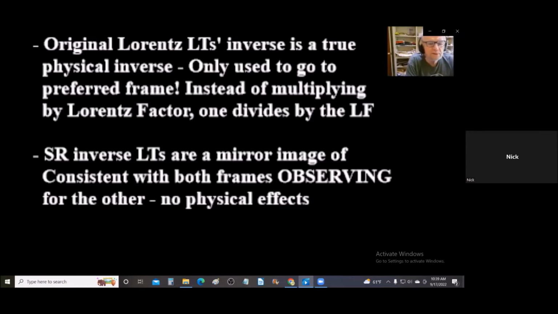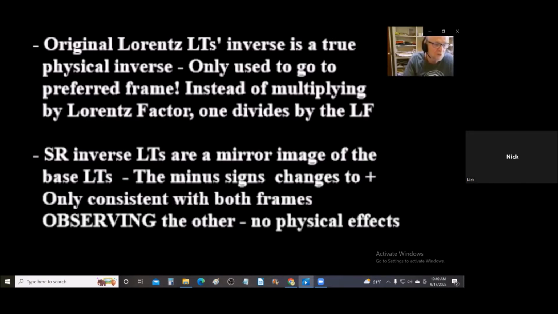That way they can see what's actually happening in the single physical model of Lorentz. Instead of multiplying by the Lorentz factor for both distances, the x term and the t term, one divides by the Lorentz factor. Whereas for special relativity, they are inverse. Lorentz transformations are just a mirror image of the base transformations. The only thing that changes is that the minus signs are changed to plus signs.